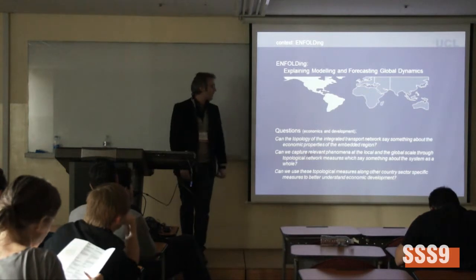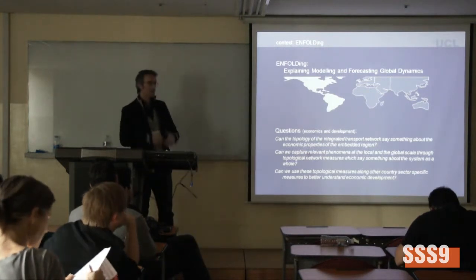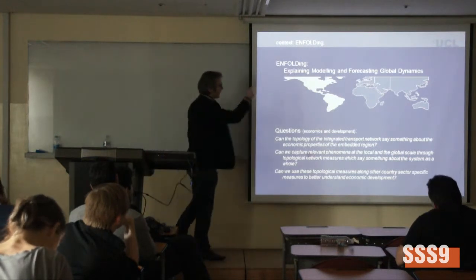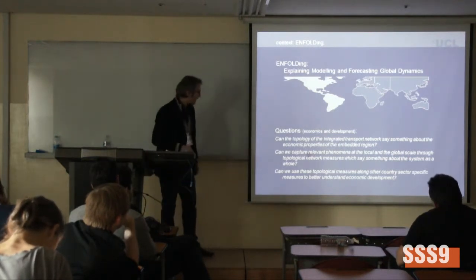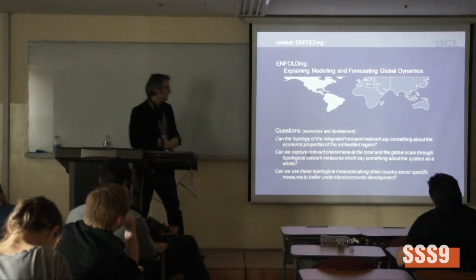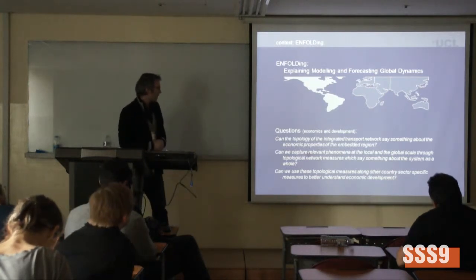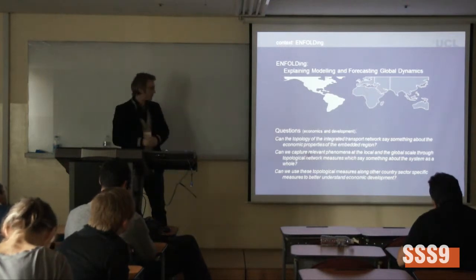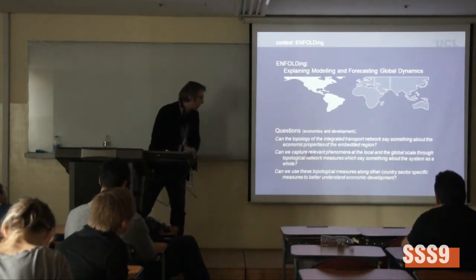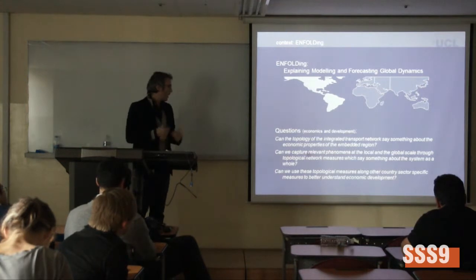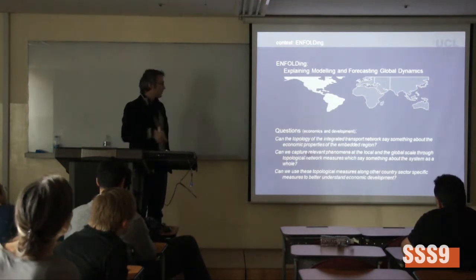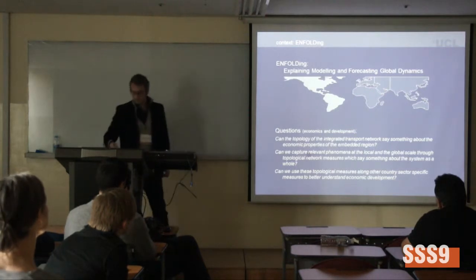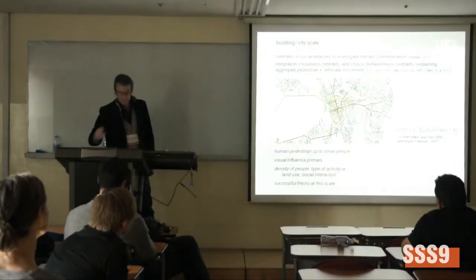Things like the topology of the integrated transport networks say something about the economic properties of the embedded region, and we're talking mainly about national regions in this particular case. Can we capture relevant phenomena at the local and the global scale through topological network measures that say something about the system that we're trying to describe? And can we use these topological measures along with other country sector-specific measures to better understand this kind of economic development as a whole?